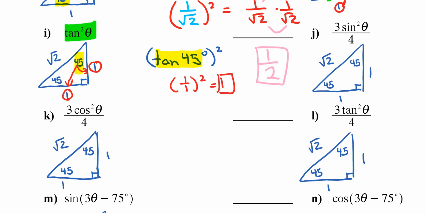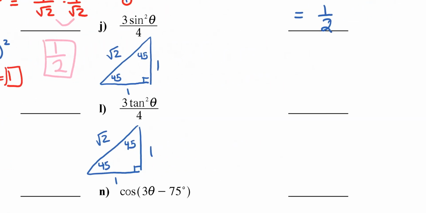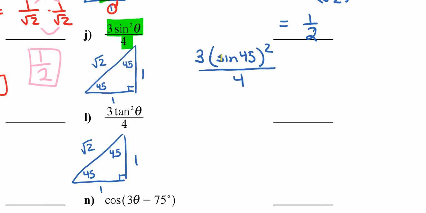Okay, let's move on to maybe 3 more questions for this particular section, and then we'll move on to question number 3. All right, so for letter J, I have 3 sine squared theta over 4. So this is the same thing as 3 times sine of 45 degrees, all to the power of 2, divided by 4. Okay, so we've done sine of 45 degrees many times already. You can go back to 2a if you need that answer, but sine of 45 degrees is 1 over root 2.